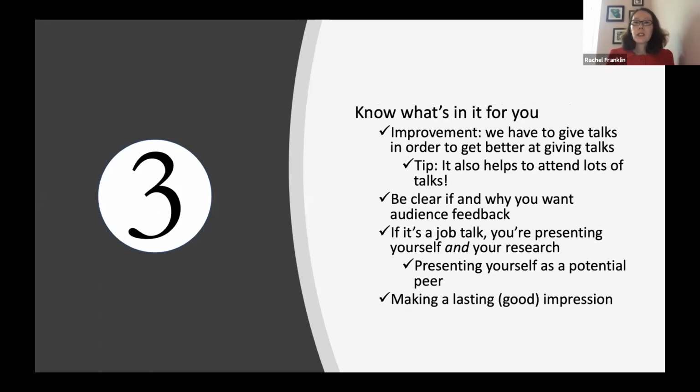It's also important to know what's in it for you, right? Sometimes this is practical. Like, do you want a job from these people? If you want a job, then you need to make sure that you're presenting yourself and your research in a way that people can see you as a future successful colleague. It's also about, of course, always making a good impression. You never know who in the audience is going to remember the way you presented, the topic you presented on, and be in touch with you later.